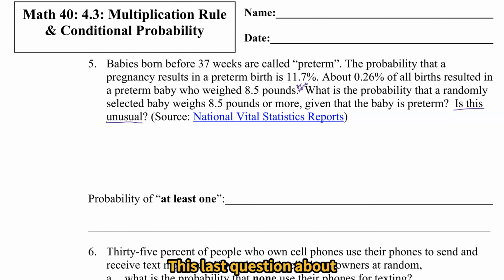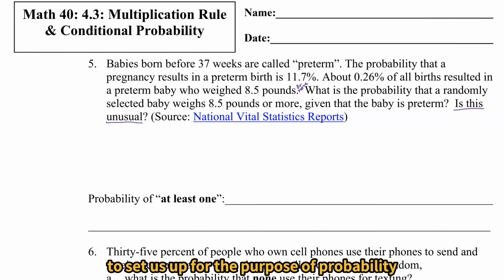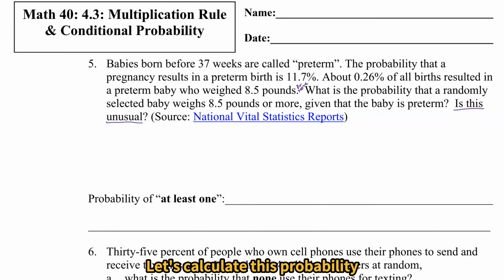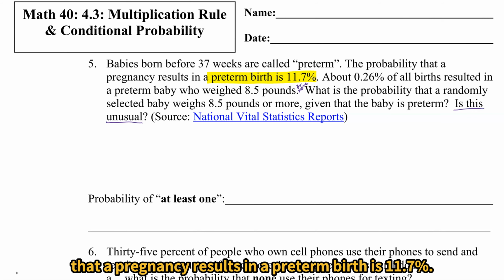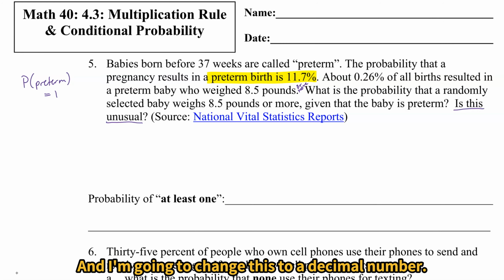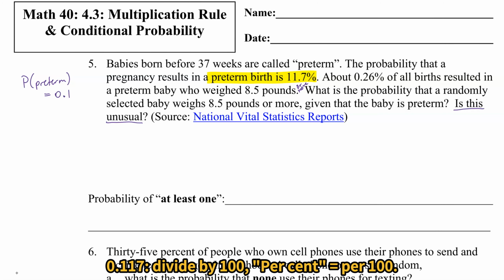This last question, is this unusual, starts to set us up for the purpose of probability inside statistics. But let's calculate this probability and then we'll break down that word unusual when it comes to probability. Given some information, the probability that a pregnancy results in a preterm birth is 11.7%. I'm going to change this to a decimal number, 0.117, dividing by 100 percent per 100.